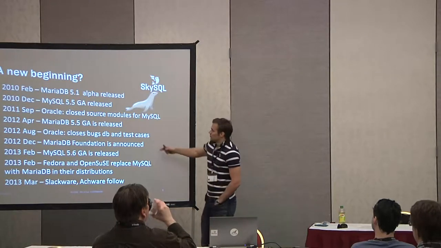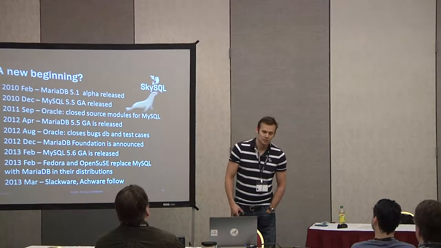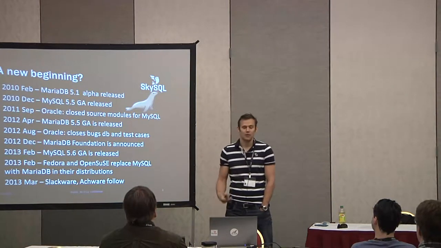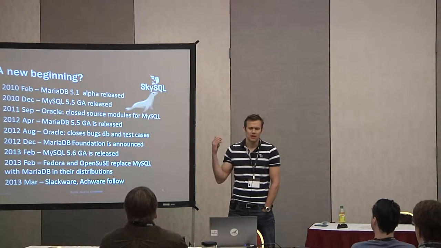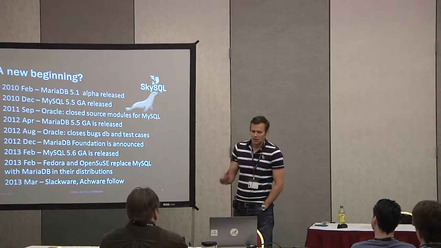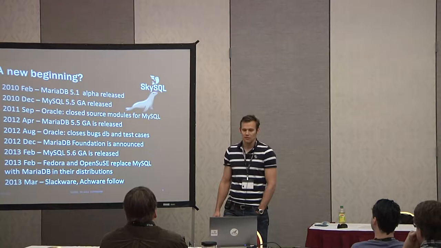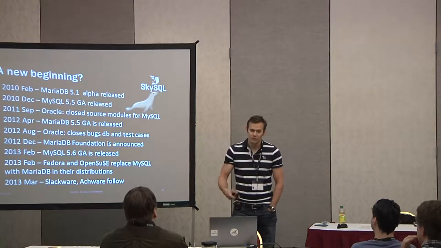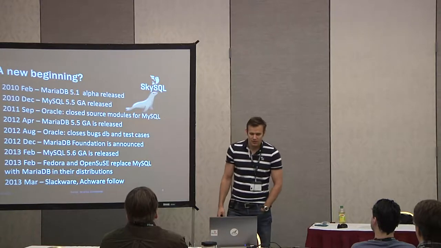And these things together are the reasons why the distributions started switching to Maria. So Fedora, they will be switching. The next version of Fedora will have MariaDB as the default database, right? And OpenSUSE has already switched. I think Slackware and Arch have switched already. And there's a few others as well. So a lot of distributions are switching to Maria, not only Maria as an option, but Maria as a default database. And it's kind of because Oracle is not really doing stuff the open source way, pretty much the main reason why they're doing it. All right, so this is a bit of the background history.